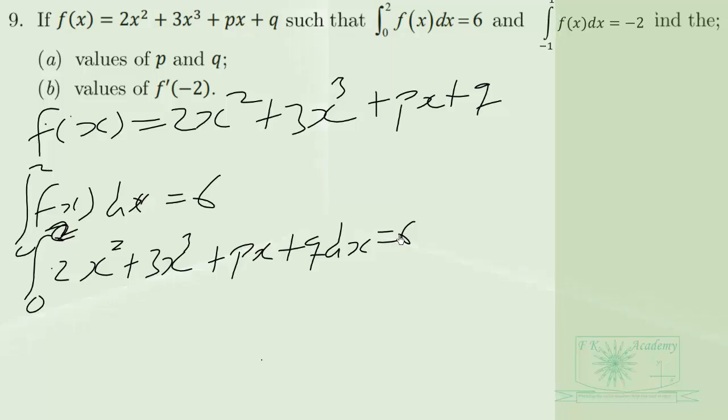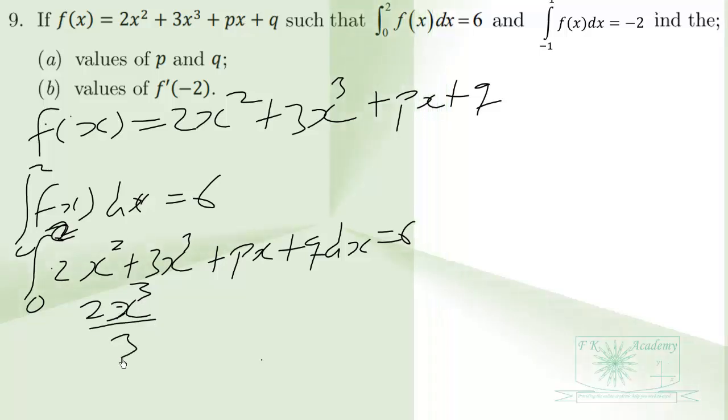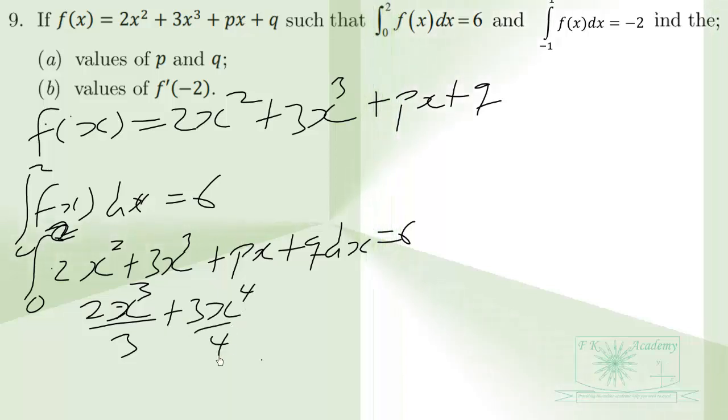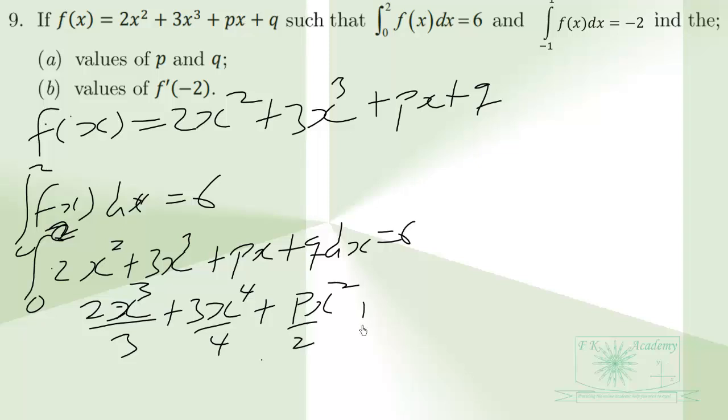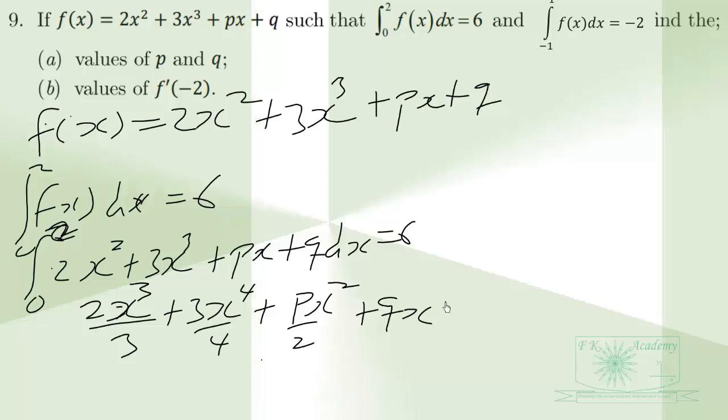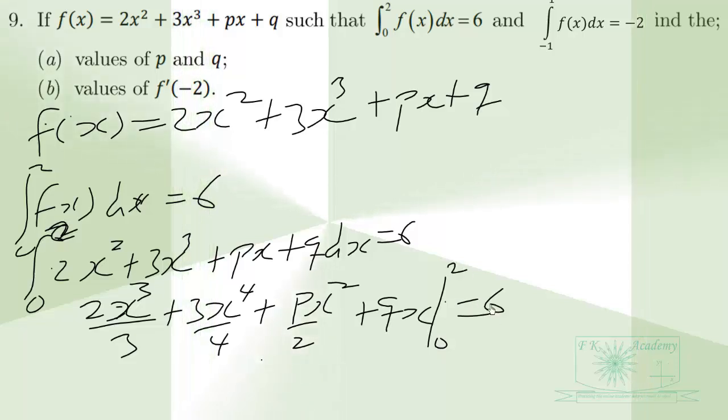So when we integrate this, we are adding 1 to the exponent, which gives 2x cubed, then we are dividing by the result of the exponent. Then we have plus 3x exponent 4 all over 4, plus px squared all over 2, plus qx, plus c is equal to 6. Since we are doing a definite integral, we can ignore the c. This is supposed to give us 6. So let's fix in the values.